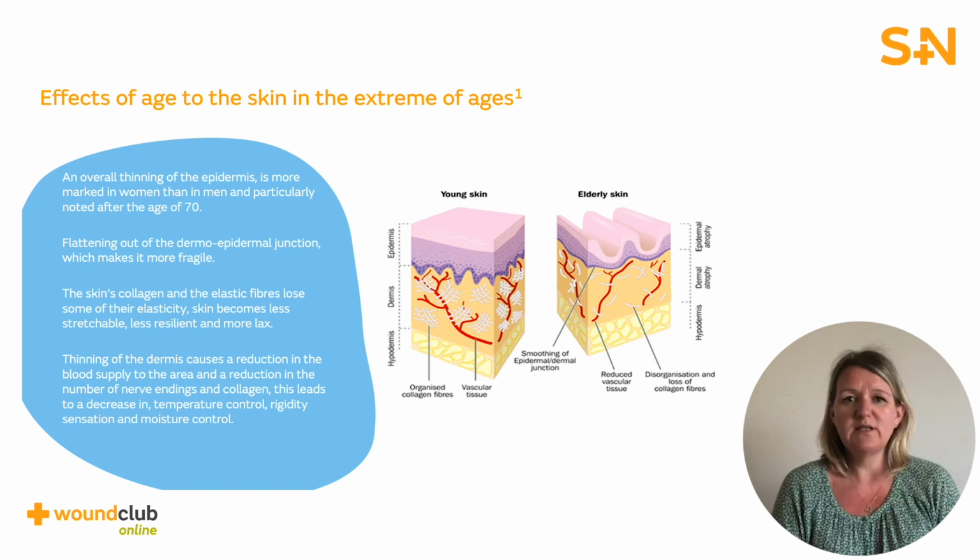Changes also occur in the skin's collagen, and elastic fibres lose some of their elasticity. Skin becomes less stretchable and less resilient, resulting in skin folds and wrinkles. Thinning of the dermis causes a reduction in blood supply to the area and a reduction in the number of nerve endings and collagen. This leads to a decrease in temperature and moisture control.